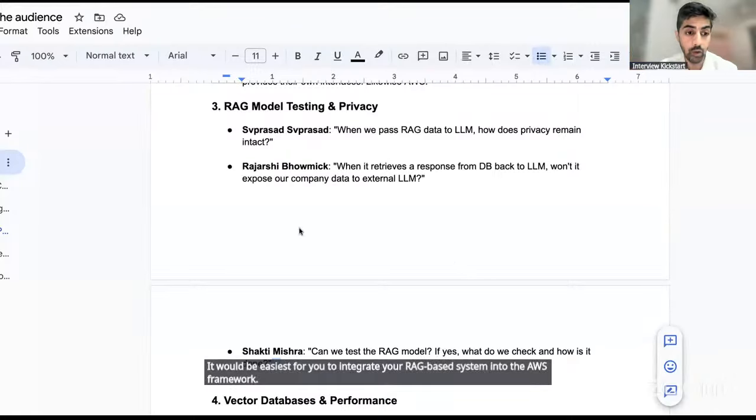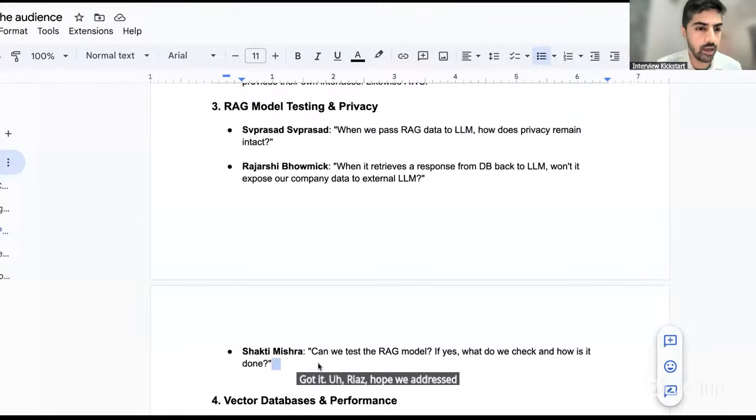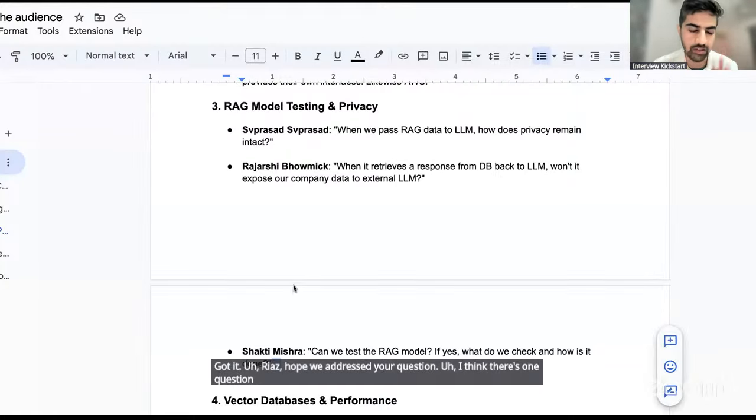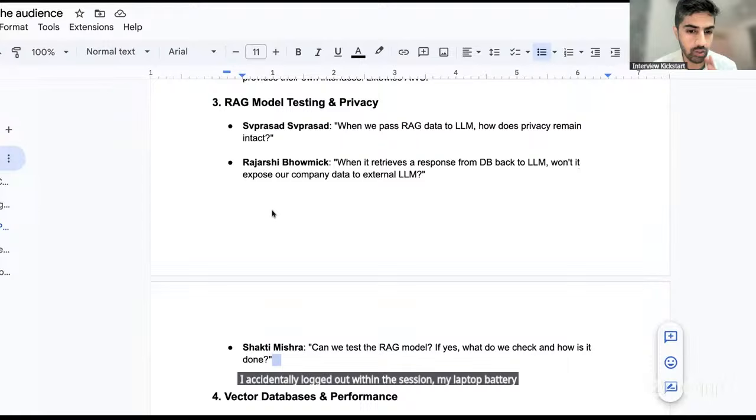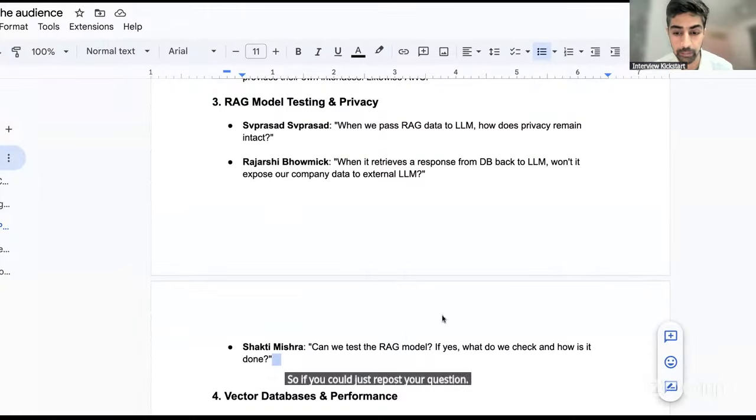Got it. Riaz, hope we addressed your question. I think there's one question from Rajesh. Rajesh, please repost your question. I'm not able to find it. I accidentally logged out within the session. My laptop battery died. So if you could just repost your question, I'd be happy to pick it up.